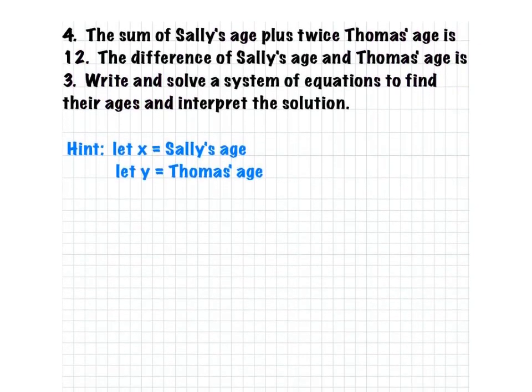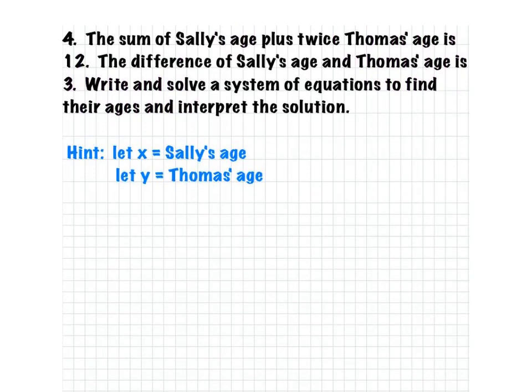Okay, let's look at number 4. The sum of Sally's age plus twice Thomas's age is 12. The difference of Sally's age and Thomas's age is 3. Write and solve a system of equations to find their ages and interpret the solution. Well, we don't know Sally's age and we don't know Thomas's age. So I'm going to let Sally's age be represented by the variable x, and I'm going to let Thomas's age be represented by the variable y.